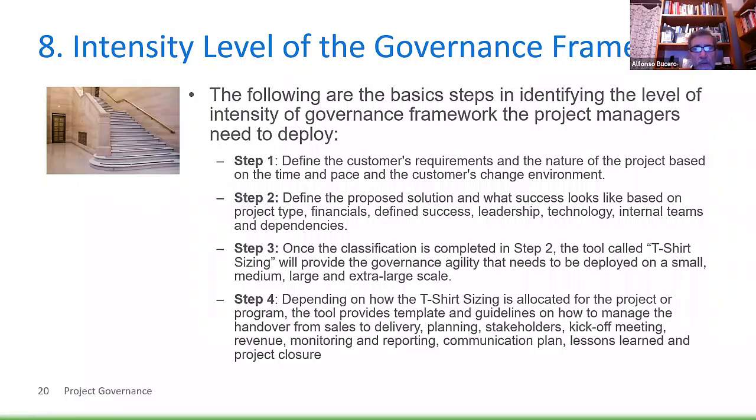So those are what I found to be the basic steps in identifying the level of intensity of a governance framework the project managers need to deploy. Define customer requirements, define proposed solution. Once the classification is complete in step two, you need to provide the governance agility that needs to be deployed in a scale, depending on the situation and the type of project. The tool provides templates and guidelines about how to manage the handover. So this is some kind of customization in which I was working all the time in this particular real case study.